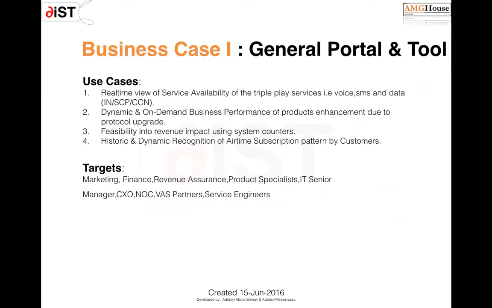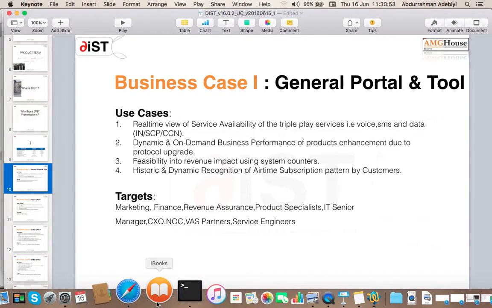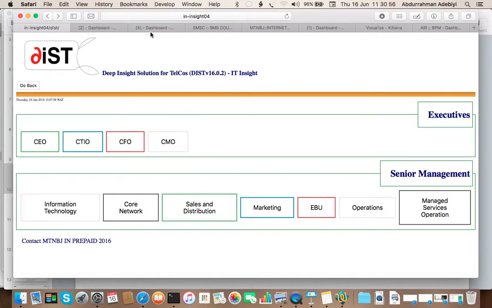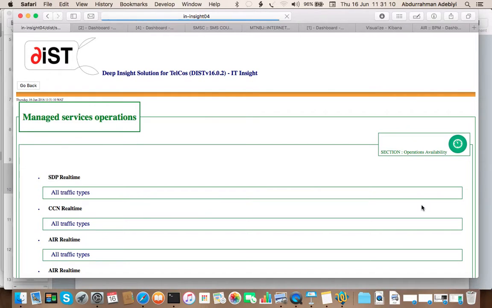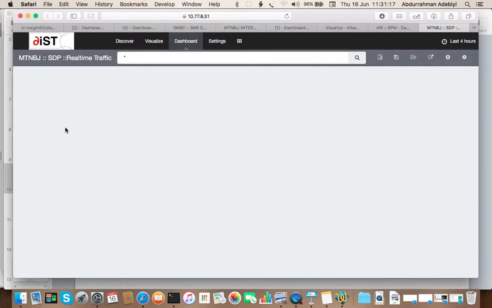And so, yes, with that, we'll be going into DIST. So let's go right there. Okay, so basically this is DIST, and it comes with these dashboards that we've used for the ease of these use cases. For the purpose of this business case, we will be working with basically some managed service operation stuff. So we will be considering the SDP real-time analysis.